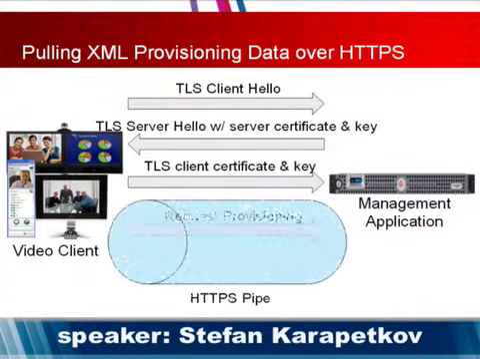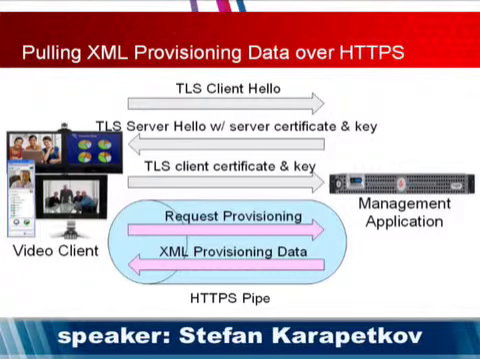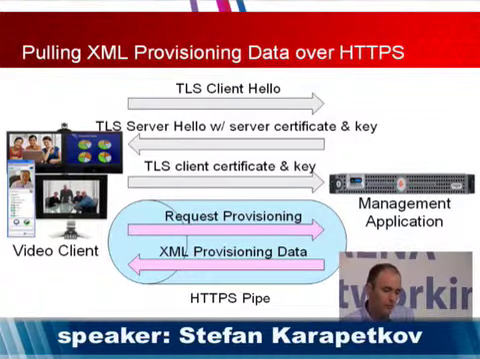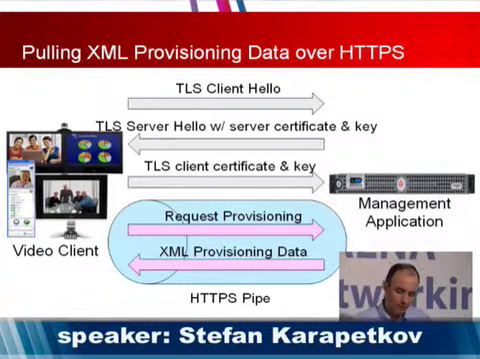Once the server is found, the video endpoint sets up a channel. The most modern way of doing it, and that's the latest generation of equipment, is XML running over HTTPS. And that's basically the handshake. It's using the TLS, the transport layer security, to set up a tunnel, and then in the tunnel the endpoint sends a request and gets the provisioning data in the XML format. This is a very secure mechanism. All of the other mechanisms that were used in the past, going through Telnet, going through FTP, going through TFTP, they all had problems with security. So this is the only secure way to do it these days.